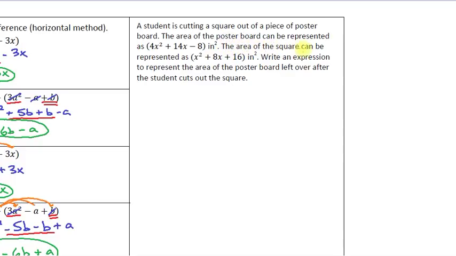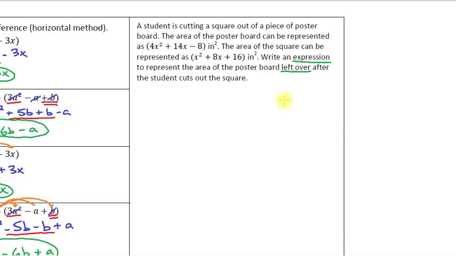The area of the square can be represented as x squared plus 8x plus 16. When they talk about the square, that's the square he's cutting out. And it says, write an expression, remember it's not going to have an equal sign, write an expression to represent the area of the poster board left over after the student cuts out the square.